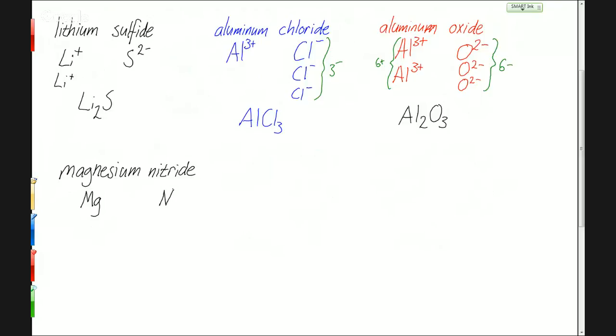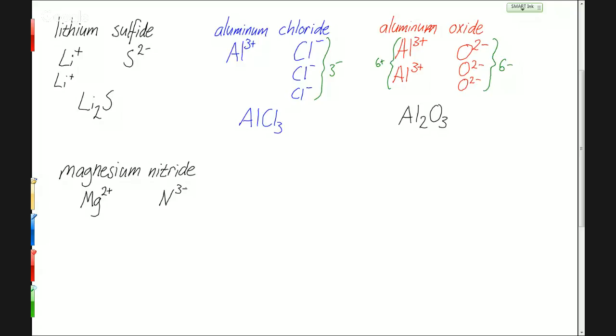So in this case, magnesium is in the second column. That means 2 valence electrons, so it can lose those 2 valence electrons to become 2 plus. Nitrogen is in the fifth column, 5A, 5 valence electrons. So what would be the common charge of that ion? 3 minus, right? So we have a similar situation as the last one, just reversed.